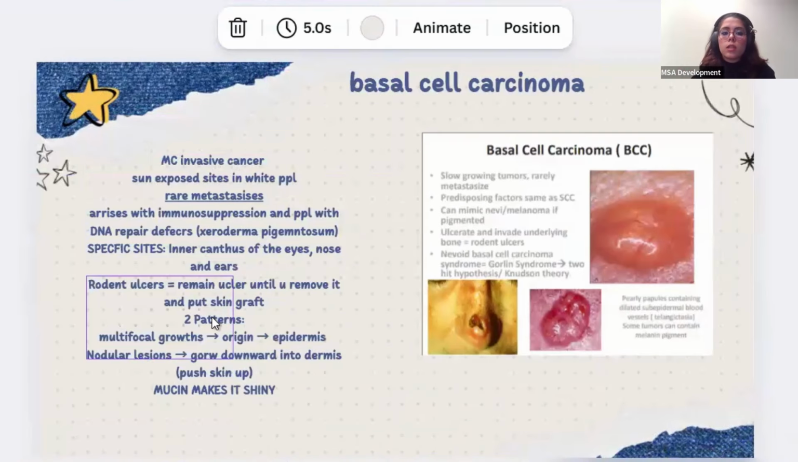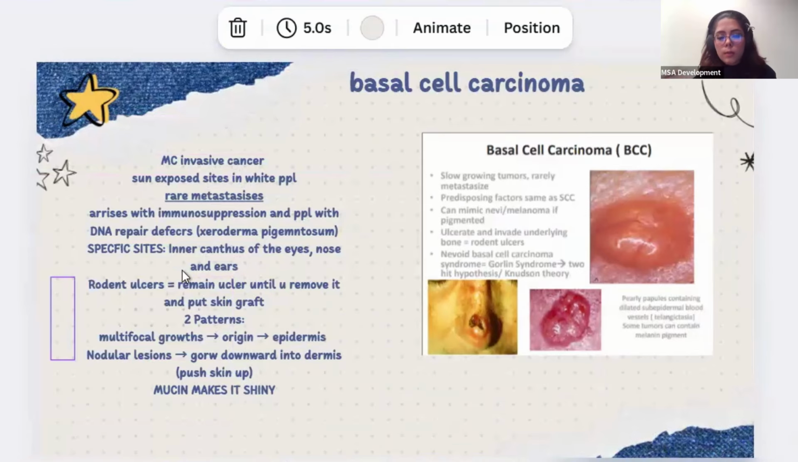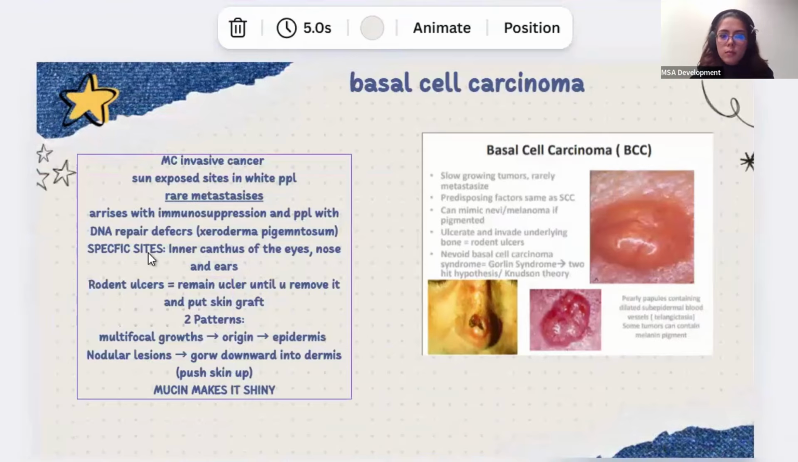Basal cell carcinoma. This one is important. Okay, most common invasive cancer, sun-exposed sites in white people. This one rarely metastasizes, unlike melanoma. As I mentioned before, immunosuppression, DNA repair defects, xeroderma pigmentosum. This has to do with the thymidine bases and the fact that when UV light hits them, they form a double bond with each other and it causes skin problems. Okay, rodent ulcers can occur.